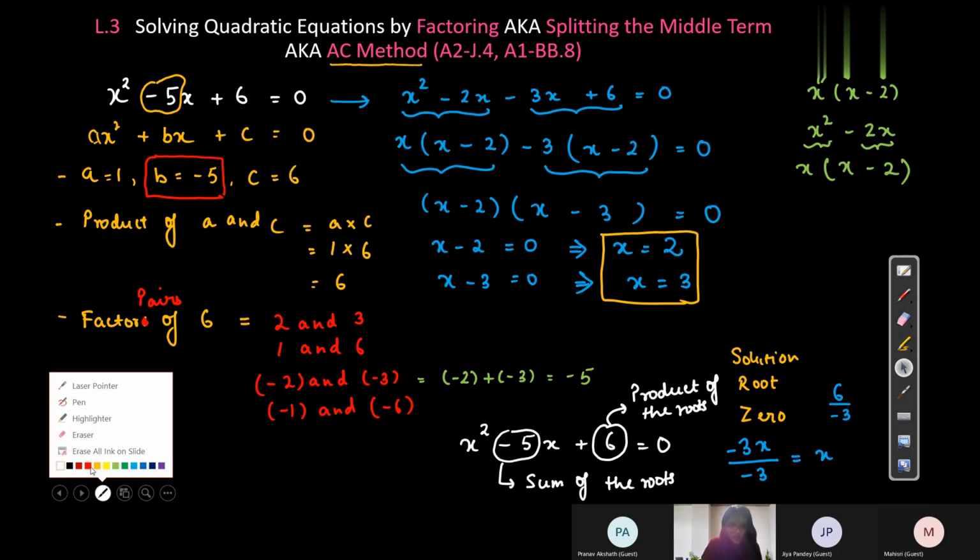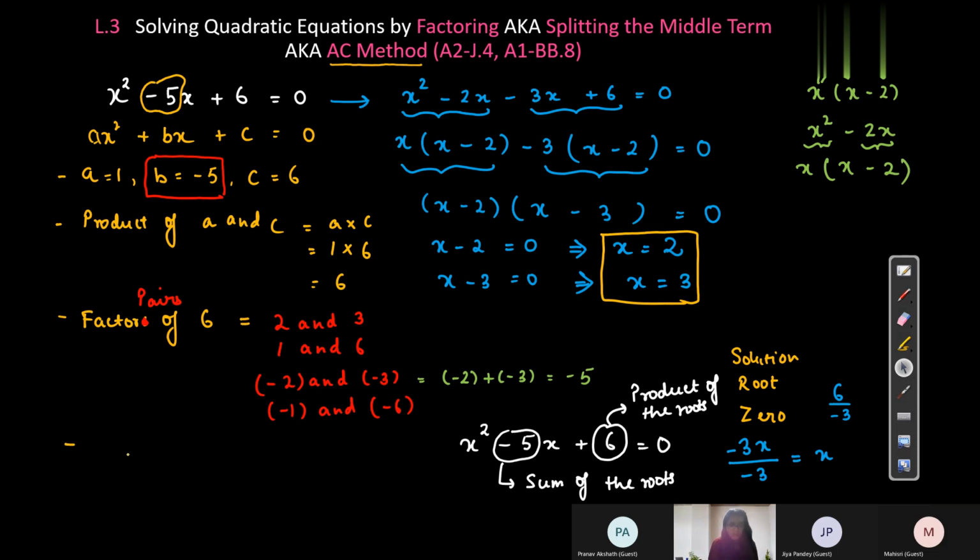There is one more general form for a quadratic equation. It is given by this: x squared minus sx plus p. Here s is the sum of the roots and p is the product of the roots. This is another general form of a quadratic equation. This is one form and this is another form, and this is the reason why this method works.